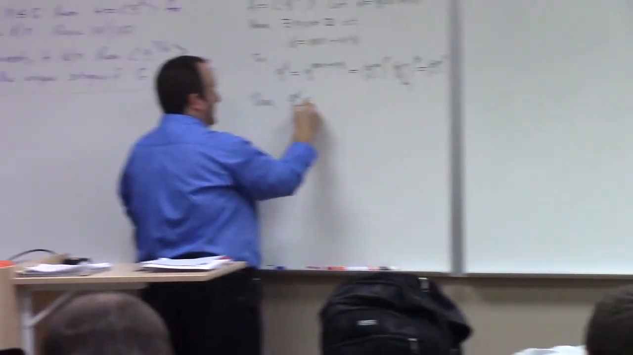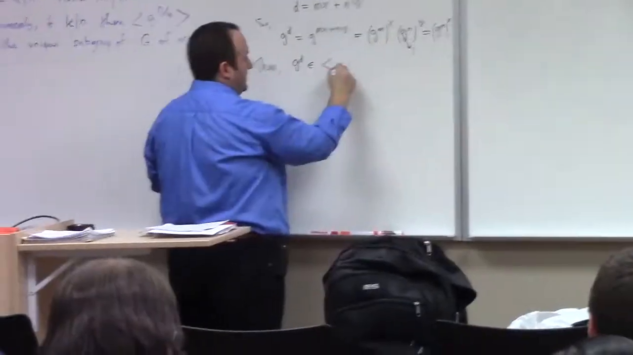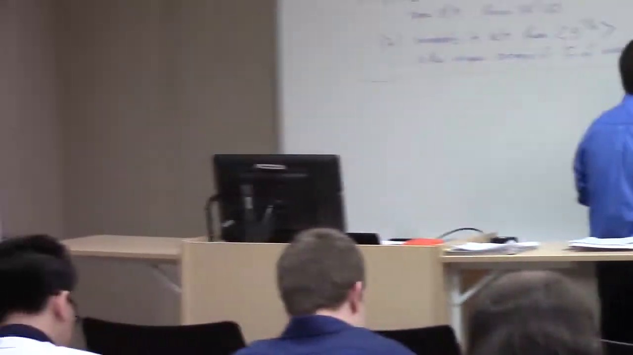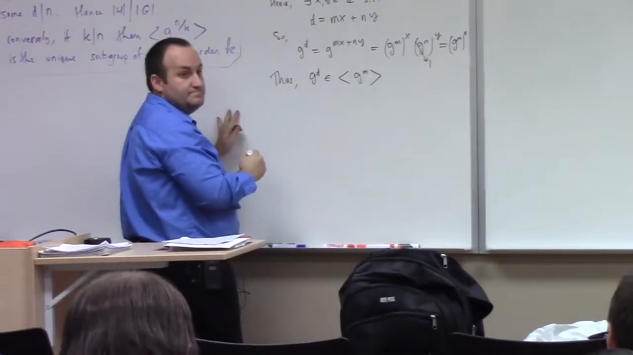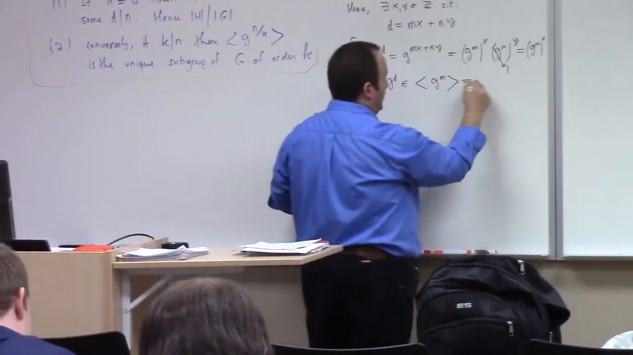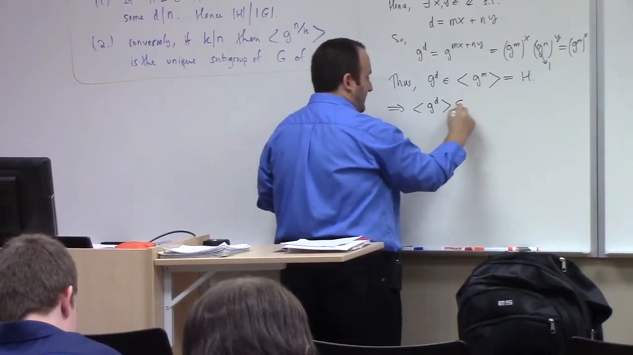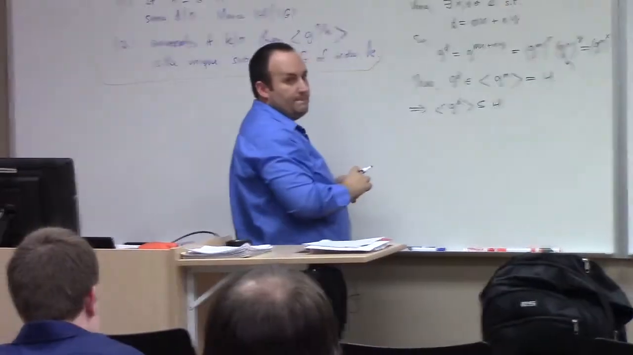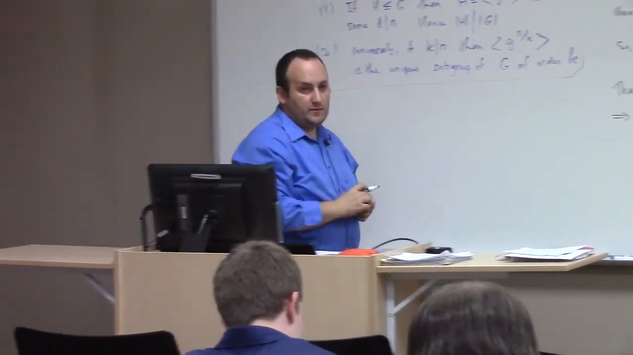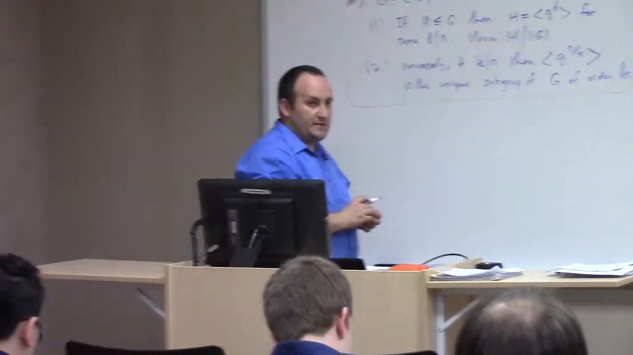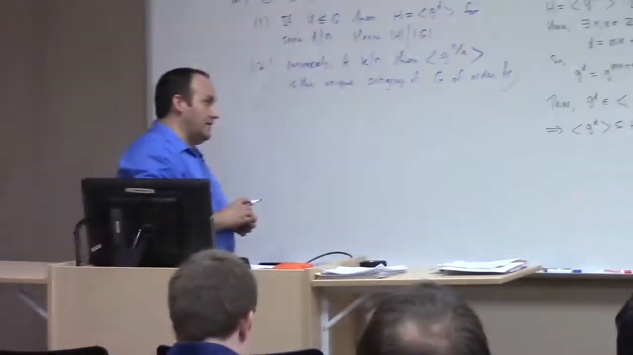What's that say? G to the D is an element of what? The cyclic subgroup generated by G to the M, aka H, right? But that implies that the cyclic subgroup generated by G to the power D is a subset of H. We're assuming G is a cyclic group with generator G. That's still true. I didn't write it in the proof. Sorry about that. Now, what else do we need to show?